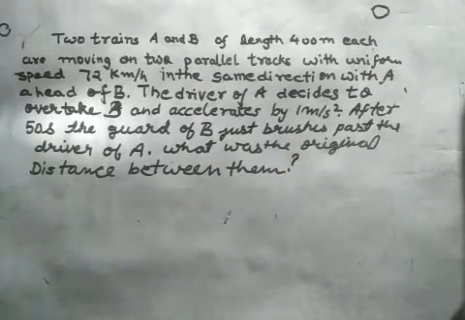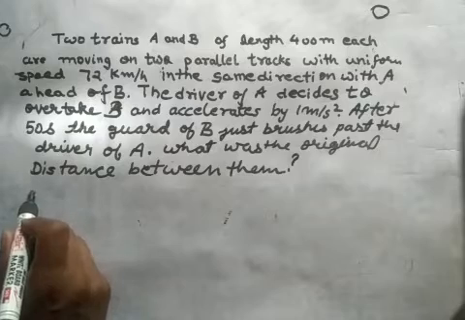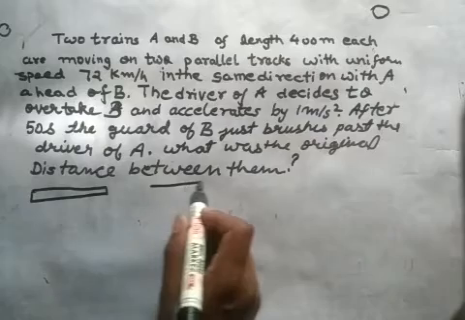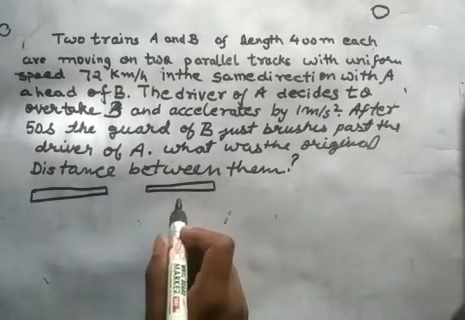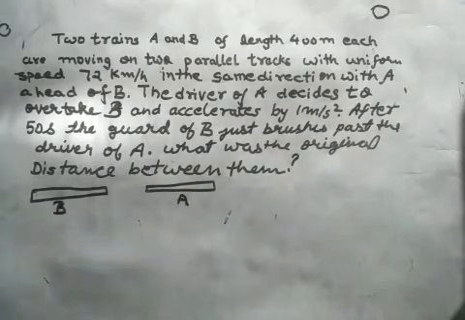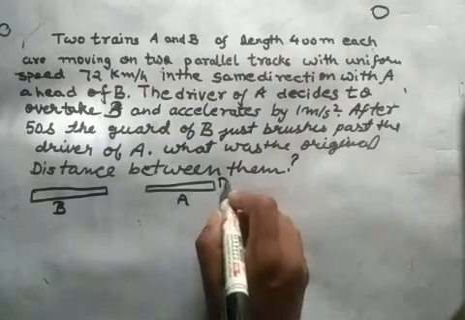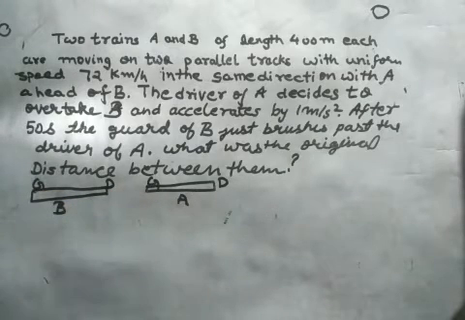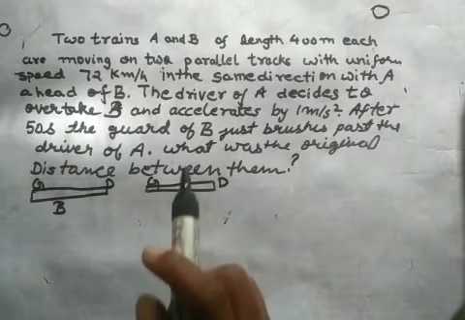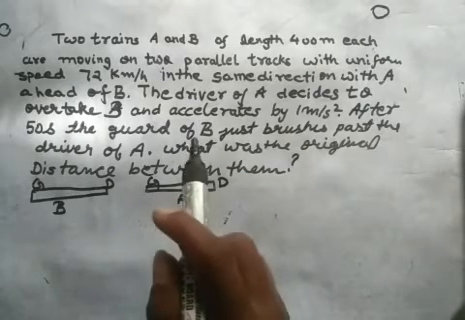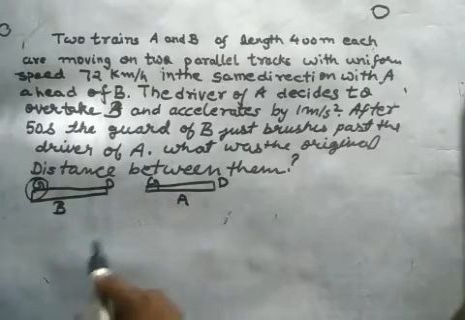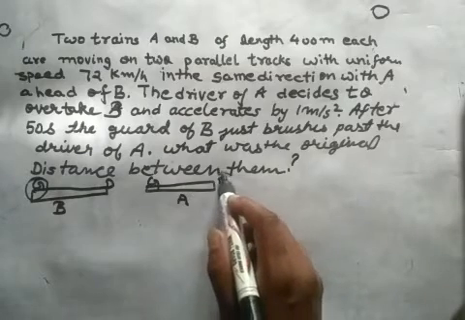All right, so first we will visualize this question. This is the first train, this is the second train, A, B, and the driver of it and guard of it, driver of it and guard of it. Now, guard of B means this, brushes past driver of A.